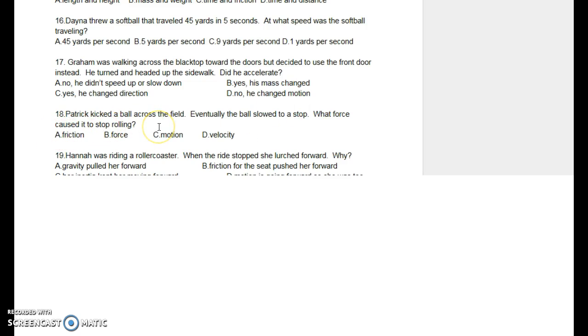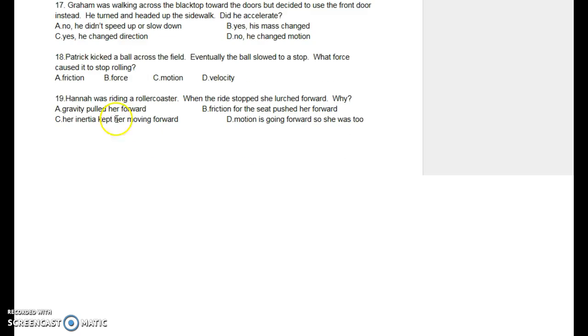Number 19. Patrick kicked a ball across the field. Eventually, the ball slowed to a stop. What force caused it to stop rolling? Friction, force, motion, velocity.